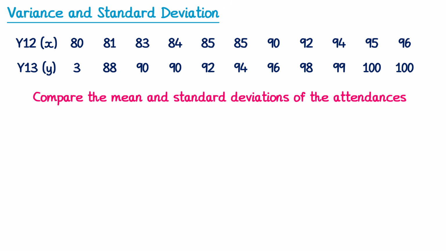So I'm not going to work these out manually, I'll just tell you the answers now because you probably know how to calculate these. The mean for Year 12, x bar, is 87.7, and the mean for y bar is 86.4.